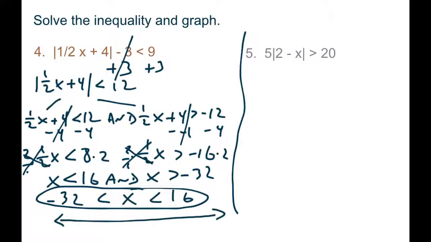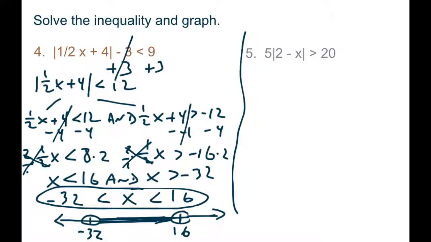And then when I go to graph it, negative 32, positive 16, open circle, going to the right. No, I'm sorry, that's absolutely wrong. We are connecting them. It's an and. Open circle on negative 32, and we're connecting. There we go. Almost messed that one up.